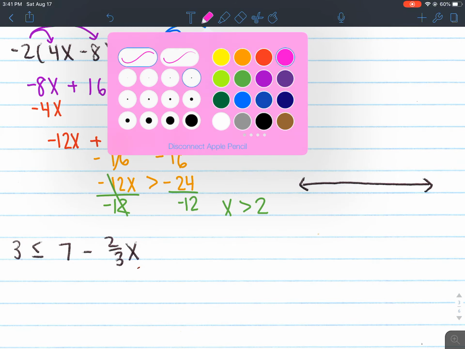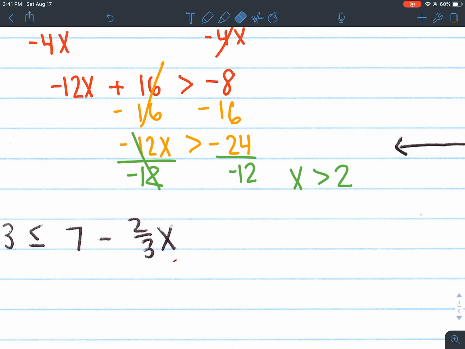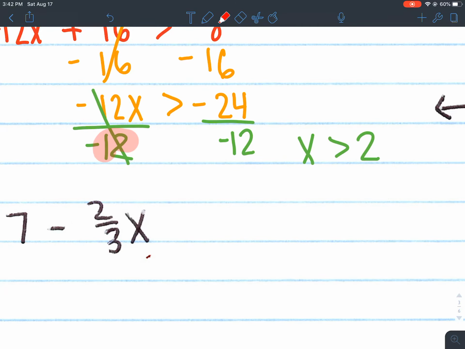If you caught it, good job. So, what did I forget to do? I forgot to flip the sign. And what step? You're like, whoa, what step was that? I don't remember. You see how at the very bottom right here, I divided by a negative number. If I divide or multiply by a negative number, my sign needs to flip the other way. So, this sign is no longer a greater than sign. It is now a less than sign.